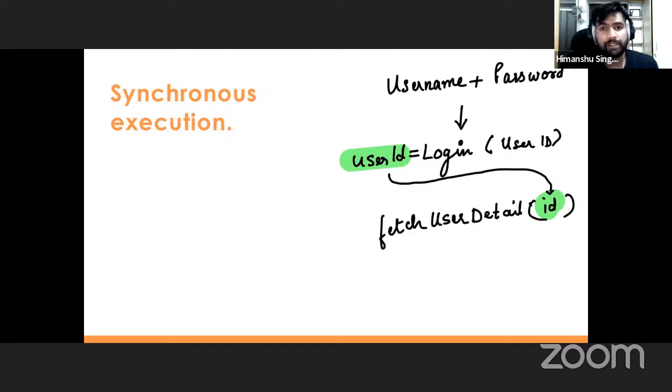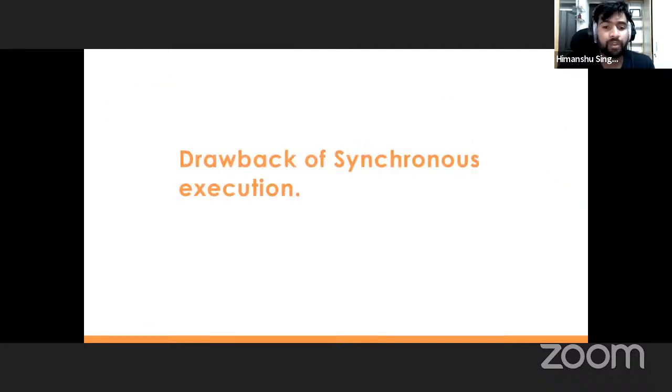First, we passed on the data like email and password, or username and password, and then we did login. From the login, we get a user ID, and we used that ID to fetch a user detail, correct? So that's how we have done the synchronous execution right here. Now, let's talk in very basic engineering terms. What's the drawback of synchronous execution?